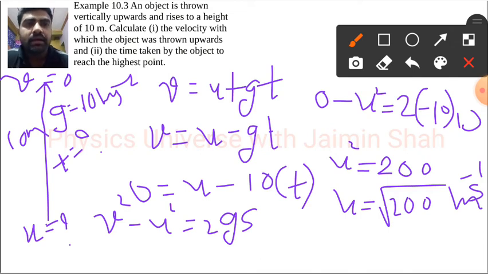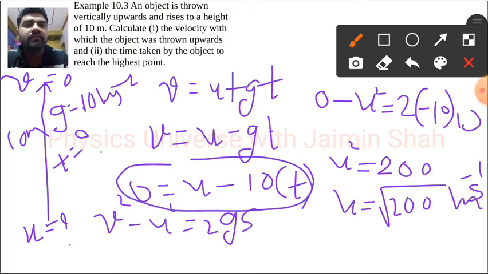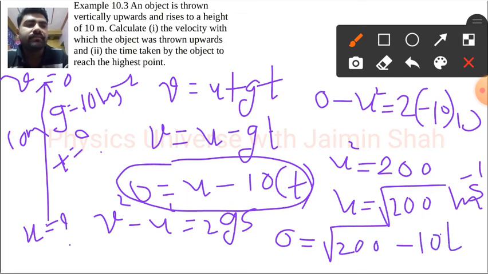Now, the time taken by that object to reach the highest point. For timing, we can put it in this equation that we derived. So 0 is equal to under root 200 minus 10 into t. So 10 into t is the subject, so I am just rubbing this screen and then a new screen comes.